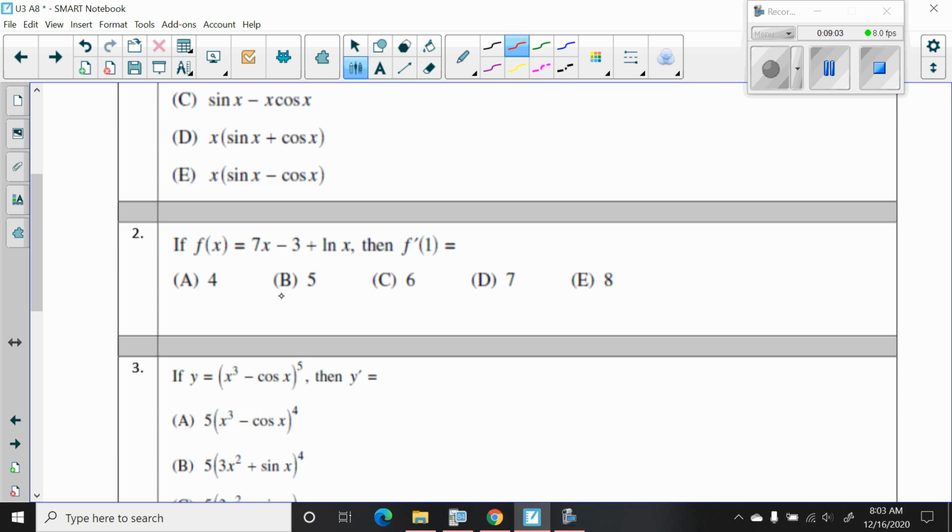Find f prime of 1. Well, let's find the derivative. f prime equals 7 minus the derivative of 3, which is 0, plus x, derivative of x is 1 on top. So natural log is whatever it is on the bottom, its derivative on top. And we're plugging in 1, so this is just going to be 7 minus 0 plus 1 over 1, which is 8.